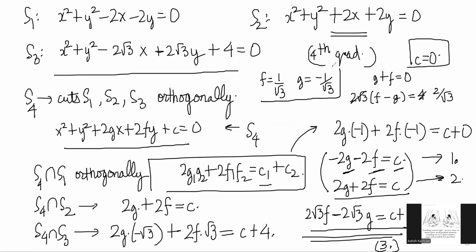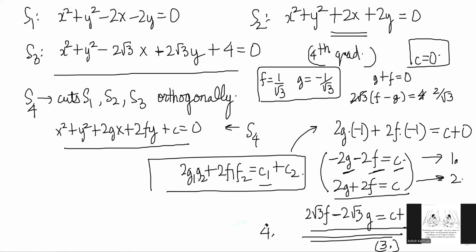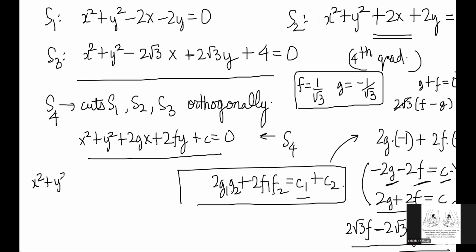So now we know everything about our fourth circle: F, G, and C, right? So the fourth circle equation is becoming, I will just write it here, F, G, and C are known. So the equation of the fourth circle becomes x square plus y square plus 2gx, so minus 2x by root 3, plus 2fy, so 2y by root 3, is equal to 0.